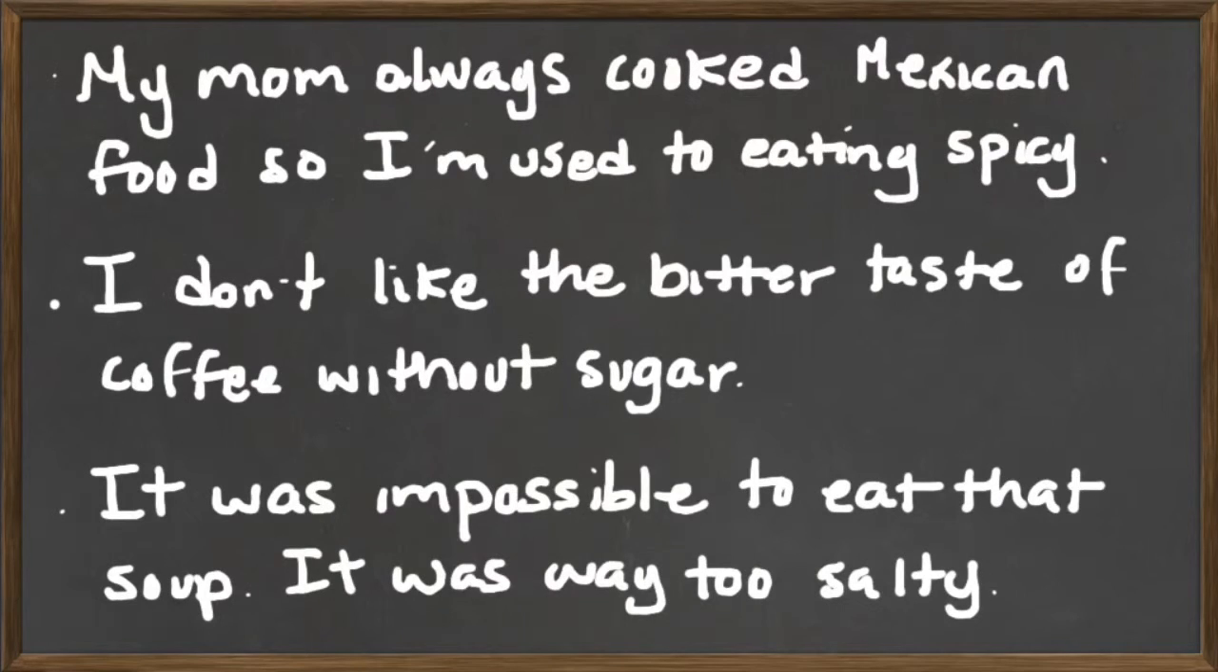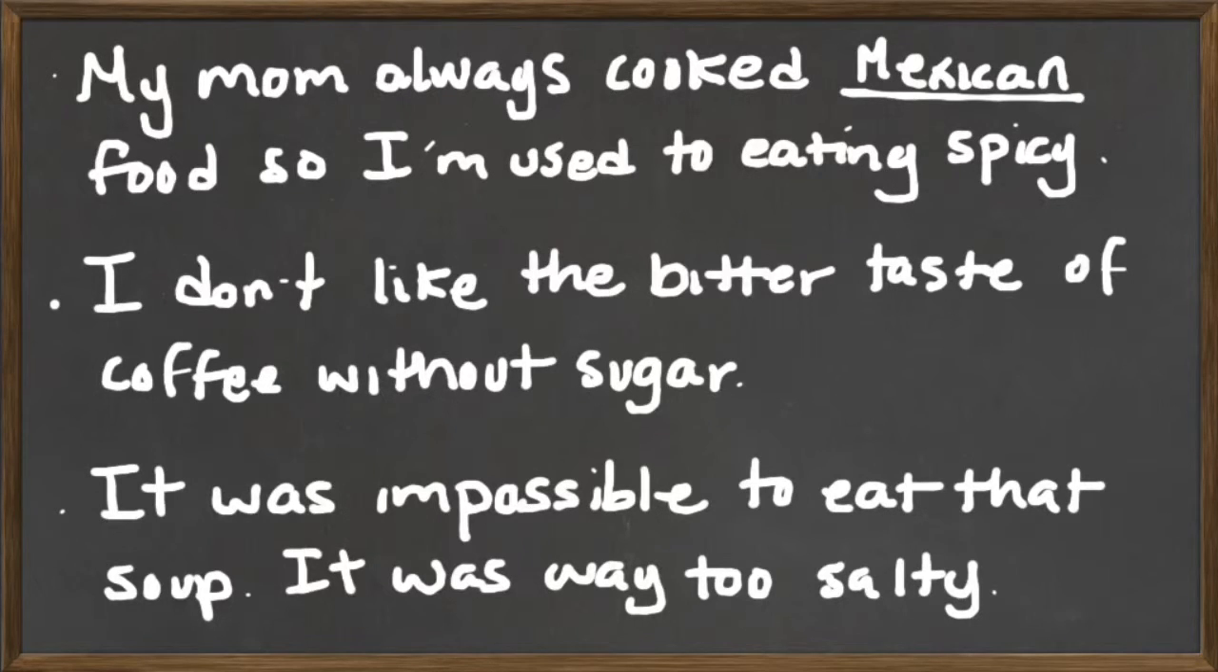Let's continue with the following examples. Number 1, my mom always cooked Mexican food, so I'm used to eating spicy. Yes, Mexican food is famous for having a lot of condiments, a lot of chili in it, so I am accustomed to eating it and it being spicy.